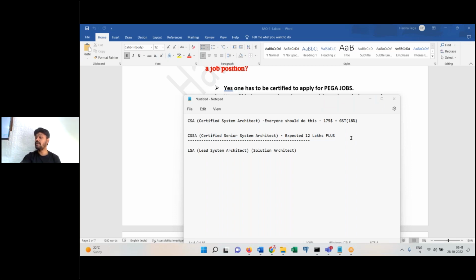I mean, like I'm saying, you are applying for a job in USA. The minimum expectation in USA, whatever you are, is CWSA, which means out of 100 opportunities, 75 opportunities expect CWSA. It's not about your experience, it's not about your package.